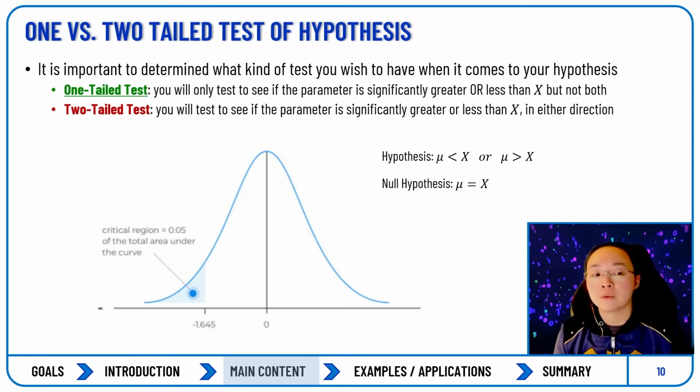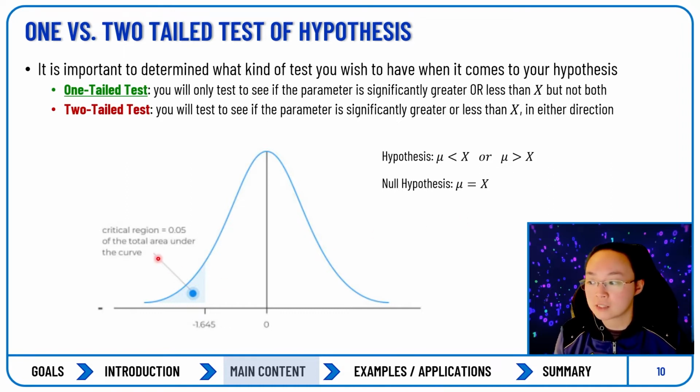So I first want to go through what a one or two-tailed test of hypothesis is. It's important to determine what kind of test you want to have when it comes to your hypothesis. If you have a one-tailed test, it means that you will only test to see if the parameter is significantly greater than or less than x, but not both. So in this case, our hypothesis can only be mu is less than x, or mu is greater than x. That means our null hypothesis is simply going to be mu equals x. What are the chances of getting mu equals x?